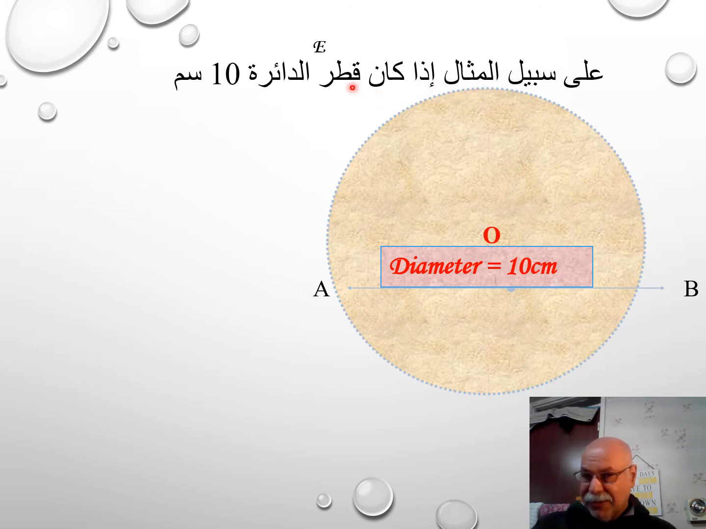If the diameter of the circle is 10 centimeters. The diameter equals 10 centimeters. You give me this in the question. The measure for this diameter is 10 centimeters.